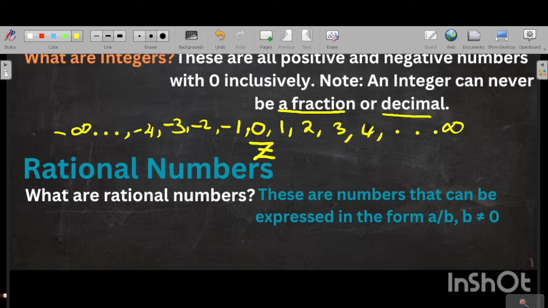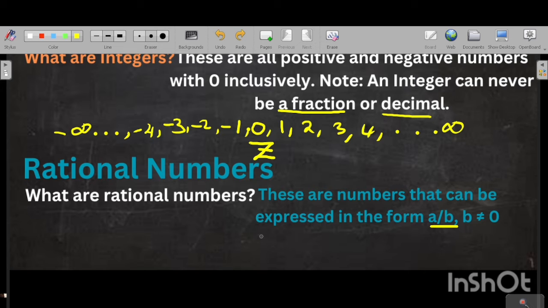All right. Here we have another type of numbers that we're going to look at, and these are rational numbers. What are rational numbers? These are numbers that can be written as a fraction, or numbers that can be written in the form a over b, where the denominator b is not equal to 0. Because if the denominator b is equal to 0, this is going to be undefined.